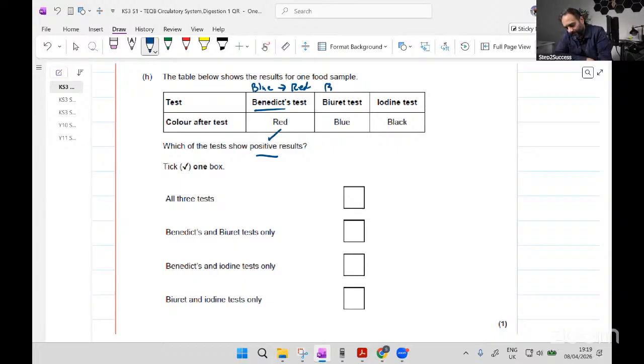Biuret is a solution that begins blue, and when we're testing for protein, it changes color to like a pink or a purple. So if it stays blue, it means it's not a positive test. Iodine starts off orange, and when we test for starch, it changes to blue-black. So if it changes black, it is a positive result. So the two positive results are the Benedict's and the iodine only.